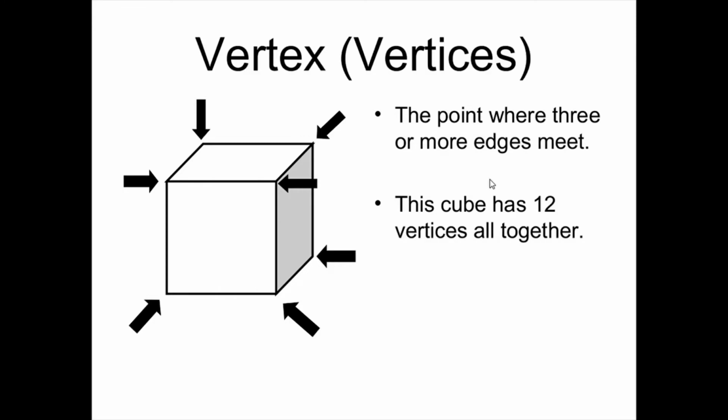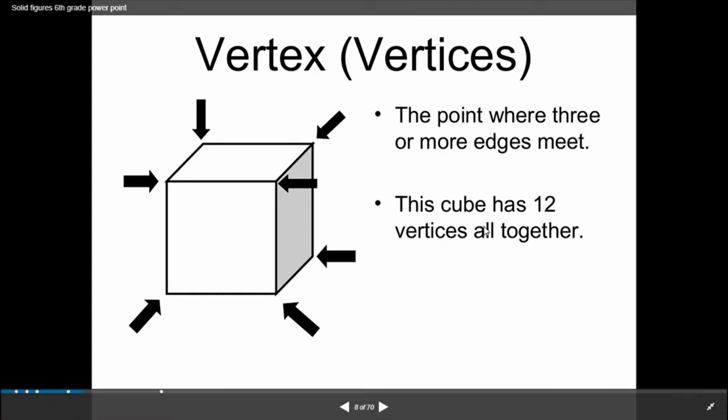We have also the vertex or the vertices. Vertices is the point where 3 or more edges meet. Now for this cube, it has 12 vertices. We can also call this vertex a corner. But when we say vertex, it's the point where two edges meet. So this is a vertex, this one is a vertex, it's a point where the two edges meet. This one is also a vertex, and so on.